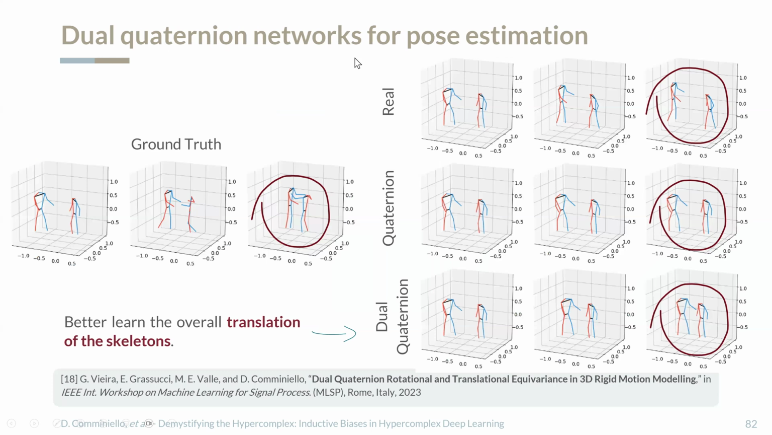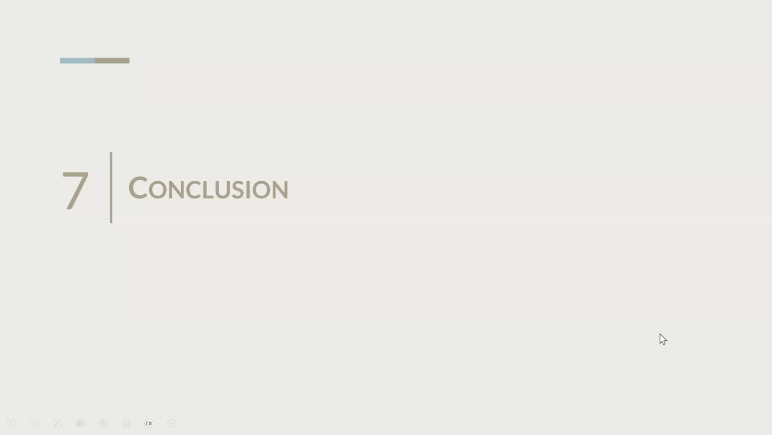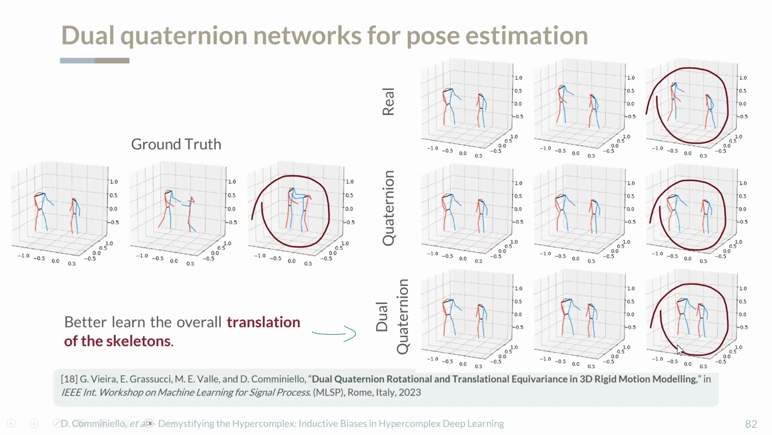This is also true, for instance, for computer graphics and pose estimation, in which you can exploit rotation and translation. For these kinds of movements, the dual quaternion is more useful to exploit equivariance properties and have good performance.